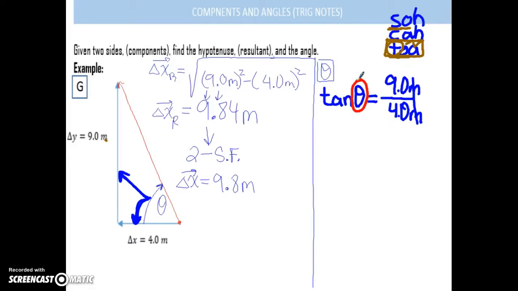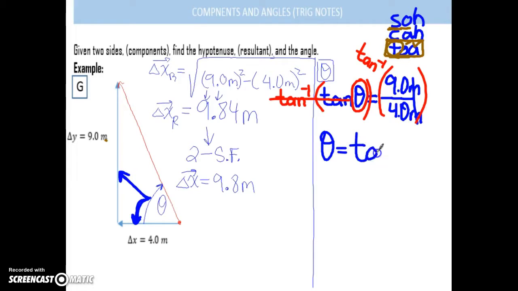Now, we're looking for theta, not tangent of theta. How do you undo tangent of theta? You take the inverse tangent of tangent of theta. And you have to do the same thing to the other side too. The inverse tangent of 9 over 4. Those two cancel. And now we have our theta by itself, giving us inverse tangent of 9 over 4.